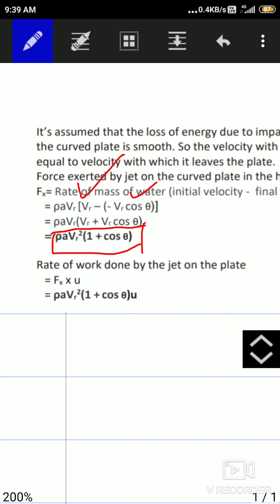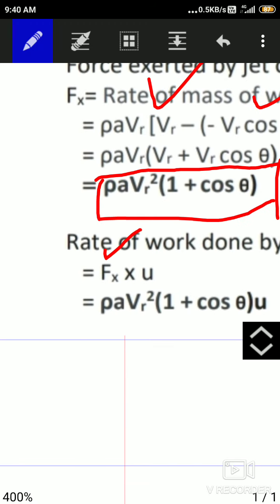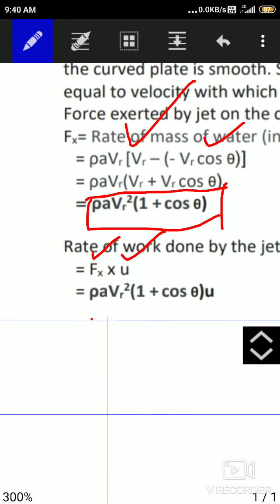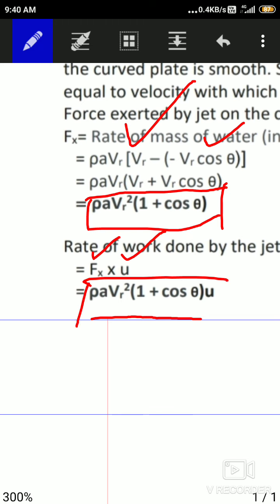Then we have to find the rate of work done. Rate of work done we know is power. The formula for calculating power is force into velocity, that is known to us. Here the force is Fx and the velocity is the velocity of the plate, that is u, so Fx into u. In place of Fx we can put rho a vr square into (1 plus cos theta), so it will be rho a vr square into (1 plus cos theta) into u. Thank you.